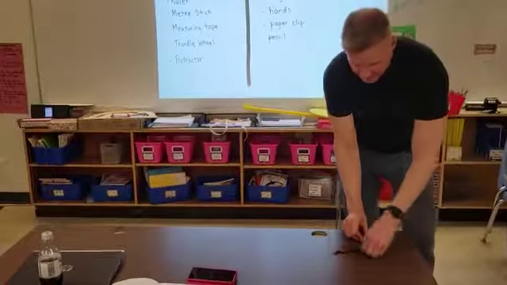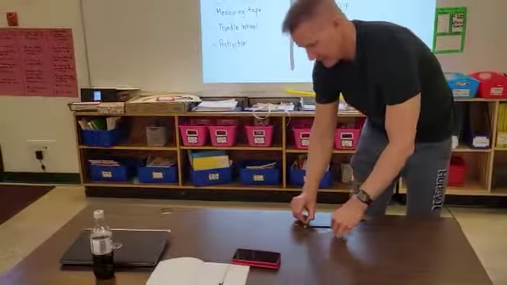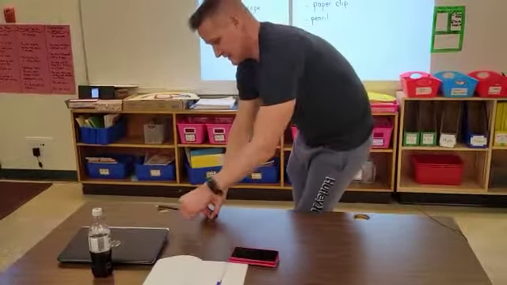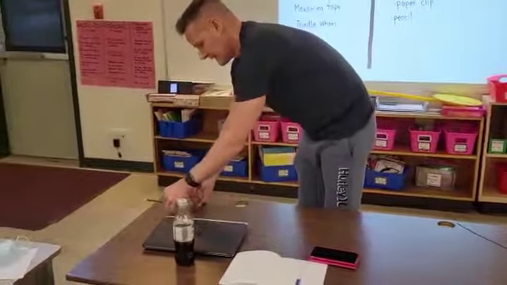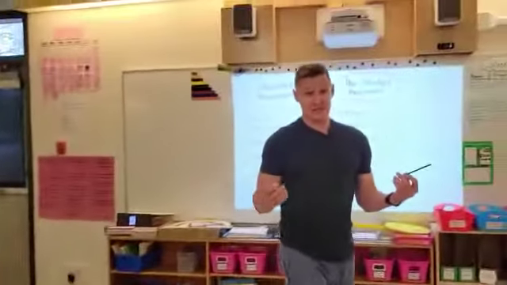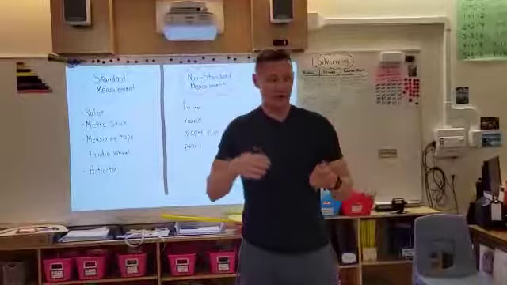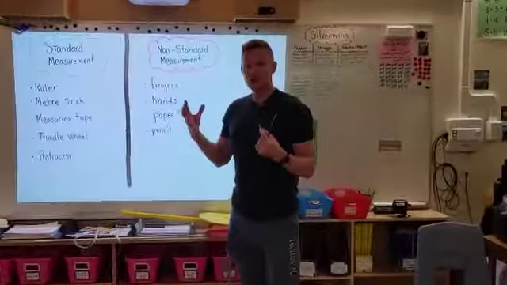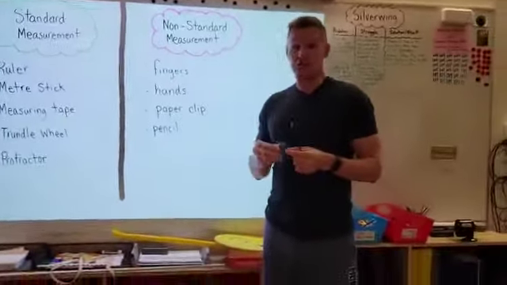We have 1 pencil, 2, 3, 4, 5, 6, 7, 8 and a bit. So about 8 pencils is the length of the table. You notice how I use both objects to mark. That's really important when you're using non-standard, so you have a good start point and end point. So you can use any object around your home to be a non-standard type of measurement.